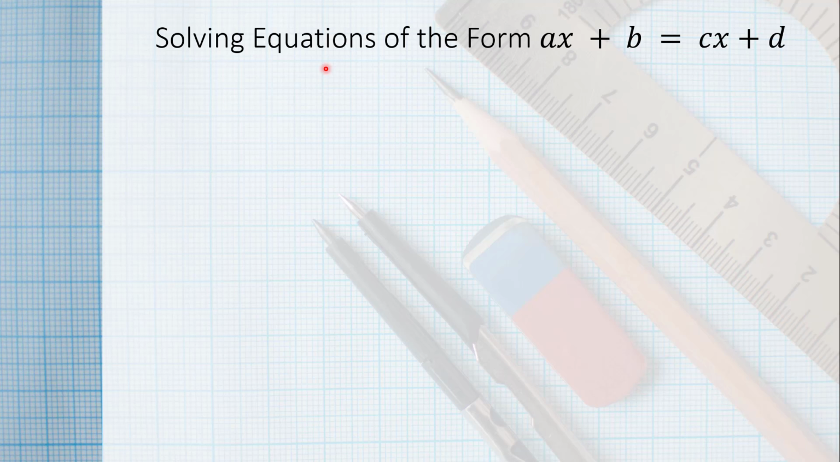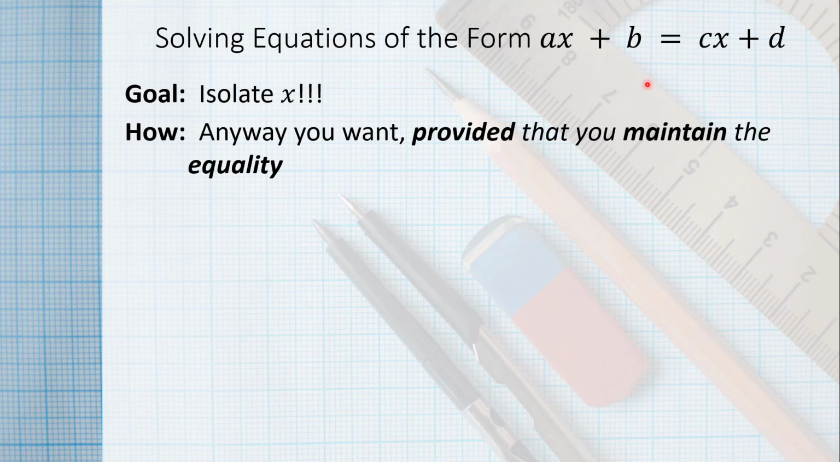But we want to talk about solving equations of the form ax plus b is equal to cx plus d first. And just like any other equation, the goal is always the same. We want to isolate x. We want x on one side of the equation, doesn't matter which side, and everything else on the other side of the equation. And how do we do that? Well, you can do it any way you want, provided that you maintain the equality. And of course, we have a chest of tools that we can use to make that happen.